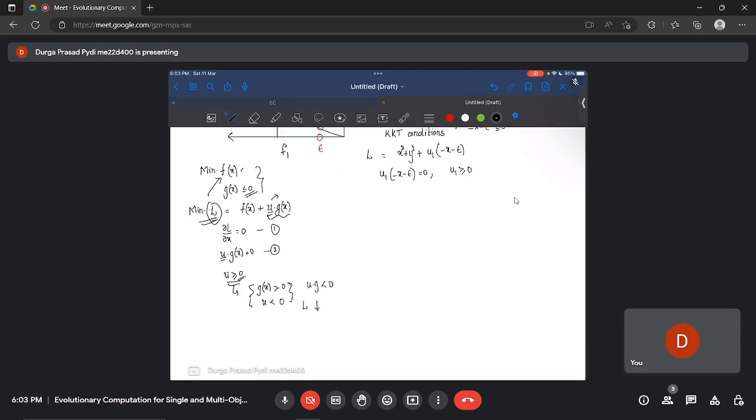Now you have two equations and two unknowns. Your unknowns are the stationary point x star and this particular constant u. So with two equations, you solve them and you get the constants. That is the idea for KKT. We'll now see one example of how we solve this.